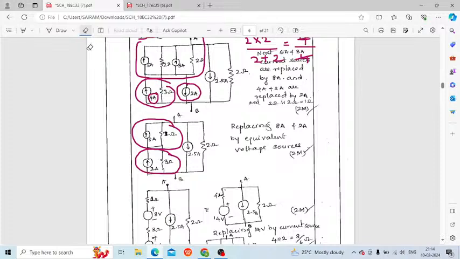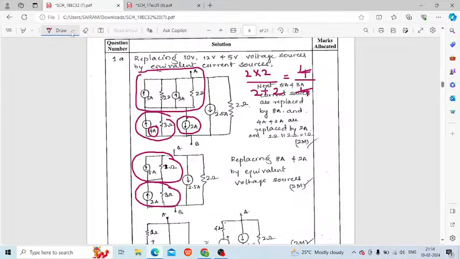Now what are you supposed to do here? See, they have given you some statements. I'll just tell you. See, the first statement is replacing 10 volt, 12 volt and 5 volt voltage sources by their equivalent current sources.